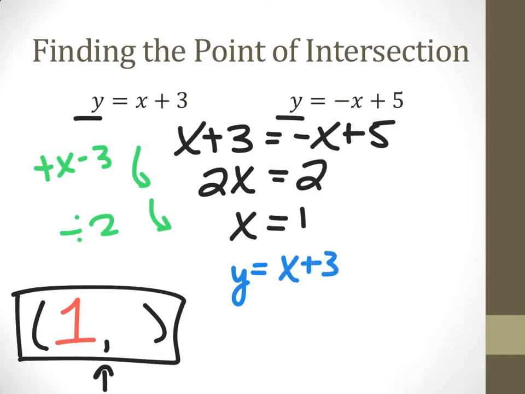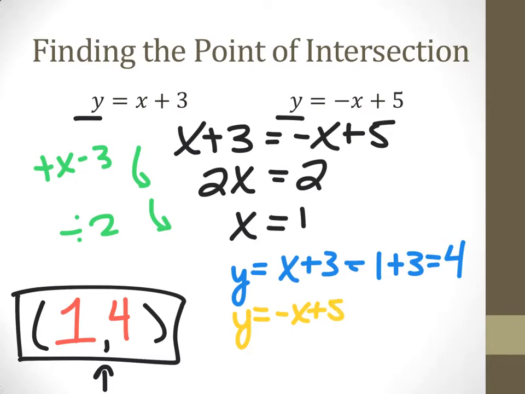Now let's go ahead and substitute back into one of the equations. I'm going to use the one on the left. And when I do that, I substitute a 1 in. 1 plus 3 is 4. And so I find 4. Now, your question may be, why can't I use the one on the right? And the answer is, well, you could. Y equals negative x plus 5. Put your 1 in there, negative 1 plus 5, and you still get 4.